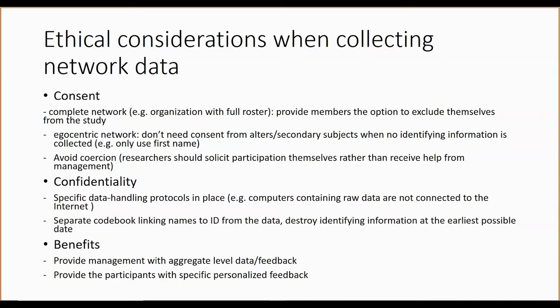And if you're collecting egocentric network data, usually we don't need a consent form for those alters because they are considered secondary subjects when no identifying information is collected. For example, if you're asking ego who their friends are, and they say, Joe is my friend, and they only provide the first name, that wouldn't be considered identifying information. So you don't need the consent form from Joe. However, if they give the full name or there's more identifying information, so you actually know who Joe is, then you need to obtain the consent form from Joe as well.